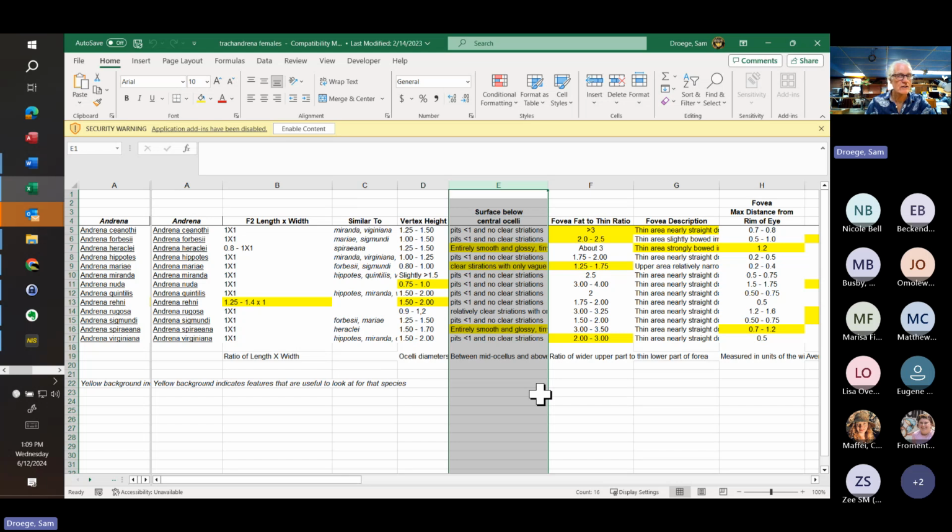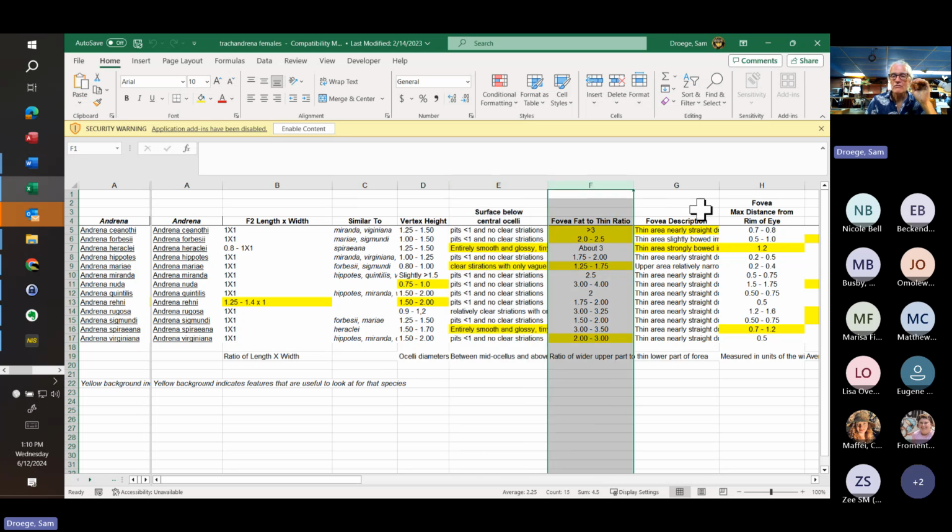Gosh, I forget. Is it called the frons? I can't remember. But if you look at the ocelli, you have the lateral ocelli and the central ocelli, and you look at the patch of integument between the ocelli and the antenna, there's stuff going on there. Basically, you're differentiating smooth and glossy, like you can see it, and an area with some kind of striations.